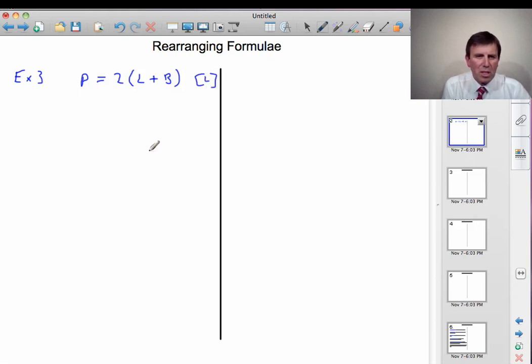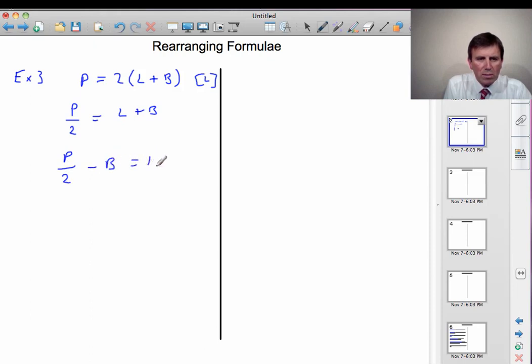I'm going to offer 2 solutions to this, because what we might do first is divide through by the 2 to get the L plus B, the bracket, on its own. So we can say P divided by 2 is equal to L plus B. And I don't really need the bracket anymore if it's not being multiplied by 2. So to get L on its own, I just have to take the B to the other side of the equation. P over 2 minus B is equal to L. And so L, I'll rewrite L on the left-hand side, is P over 2 minus B.